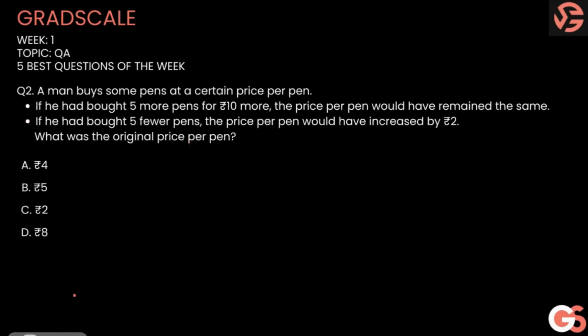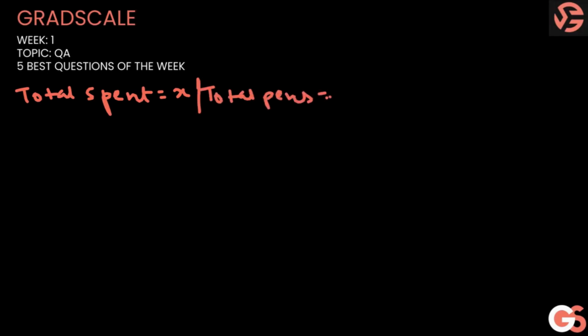Let us go to the next question. A man buys some pens at a certain price per pen. So first, let us write it down here. He buys some pens and has some budget, right? So his total spend is equal to X. Let us assume that. And the total number of pens is equal to N. So obviously the price per pen becomes X by N.